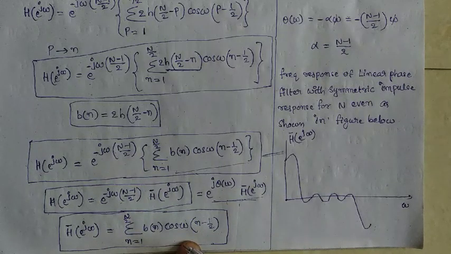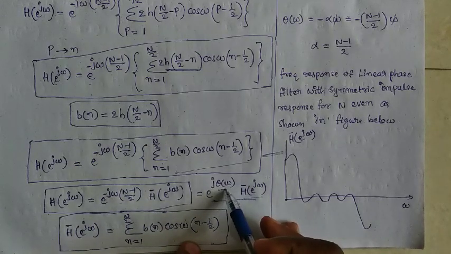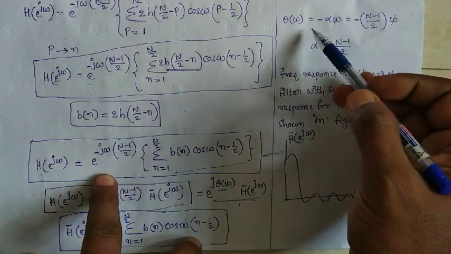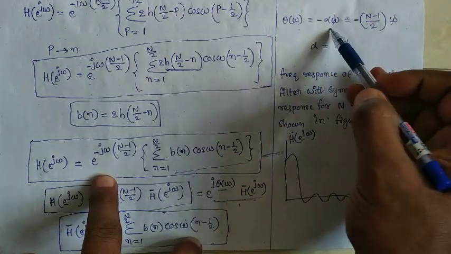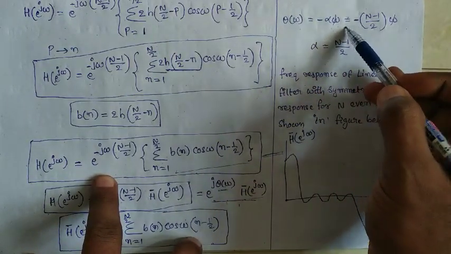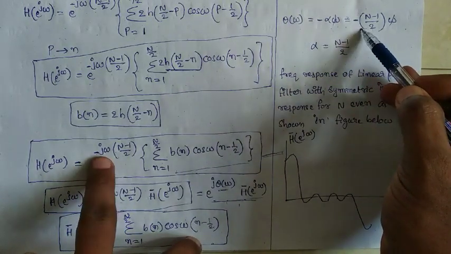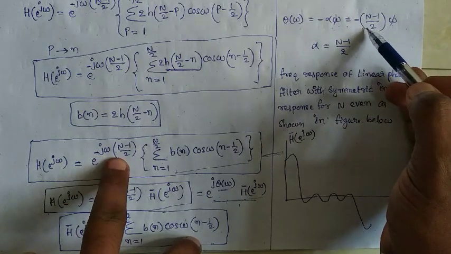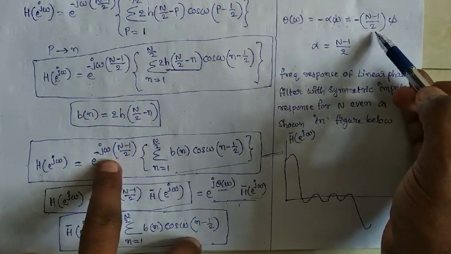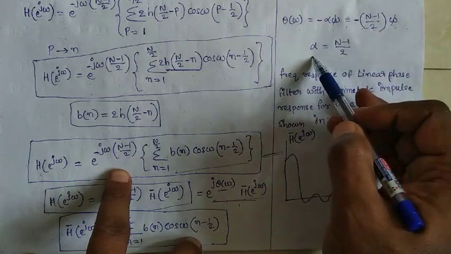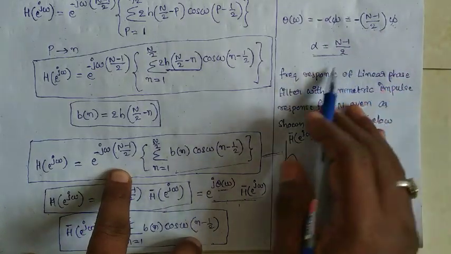What is theta of omega? The same phase theta as for linear phase FIR filters. Theta of omega is equal to minus alpha omega, which is equal to minus omega into capital N minus 1 by 2, or minus capital N minus 1 by 2 into omega. From this we are determining alpha.